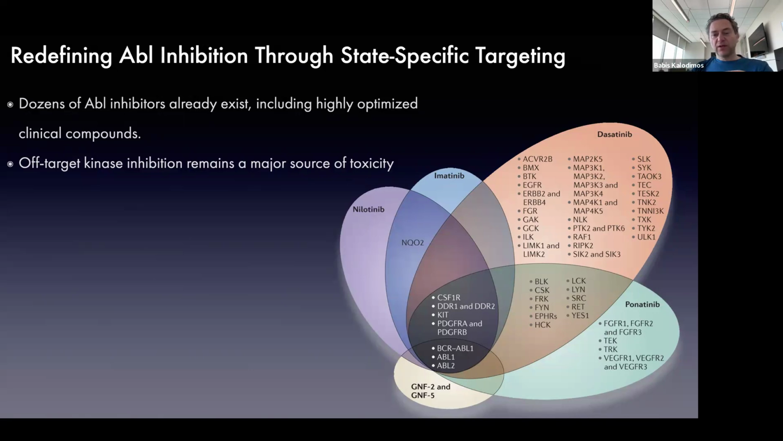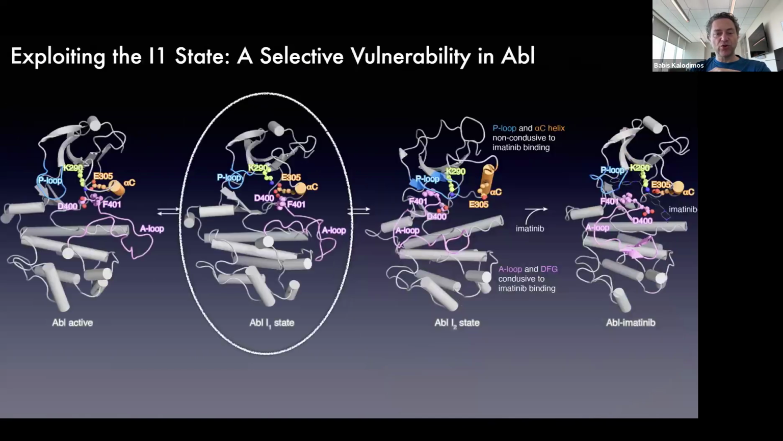And we have been, as explained to Arthur, I won't really be able to share with you more details here because this is all now under patents, and it's all very confidential. But I'll just show you that the idea here is that we would like to go after a certain state, that inactive state I1, for which there are no really drugs.